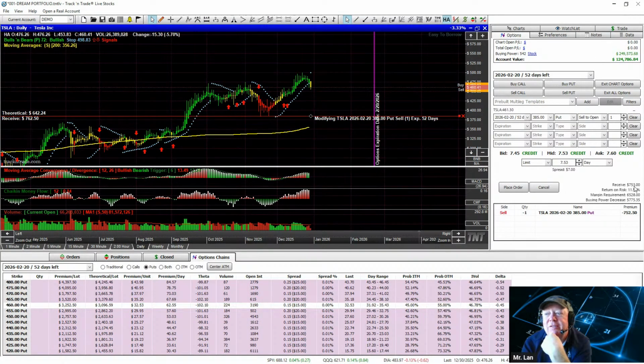Okay, so you're going to receive $753, return on risk. That's an 11% return, not annualized. That's an 11% return in 52 days. Here, let's do a little math. You've got to get your calculator. Look, I bought a real calculator.